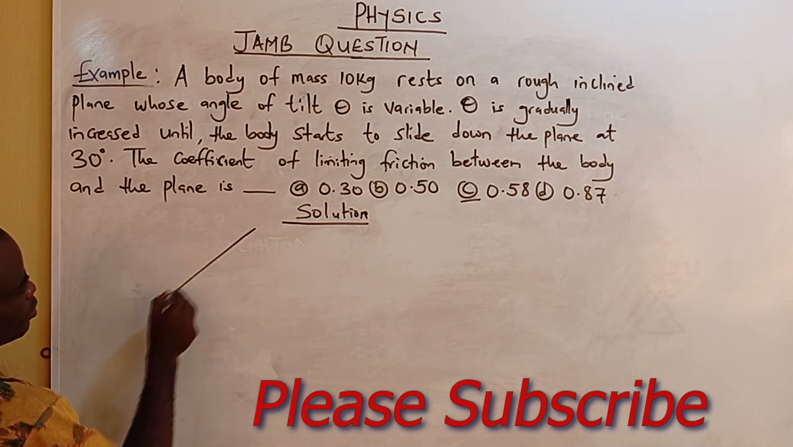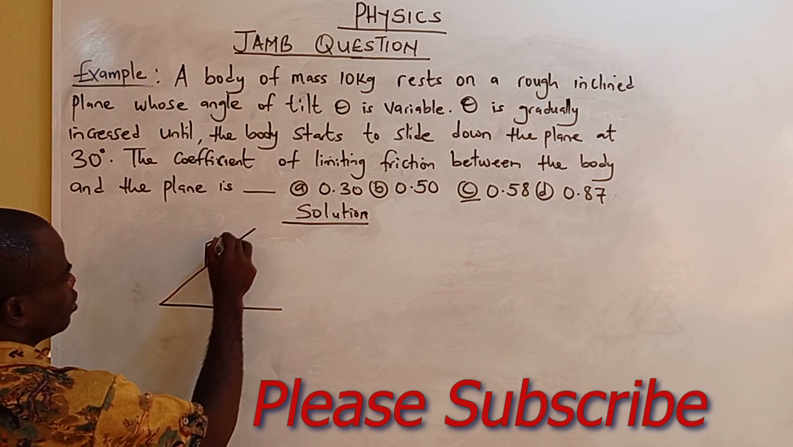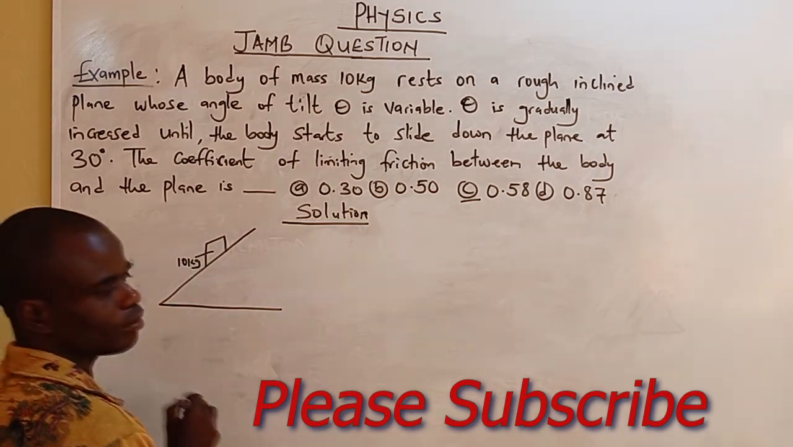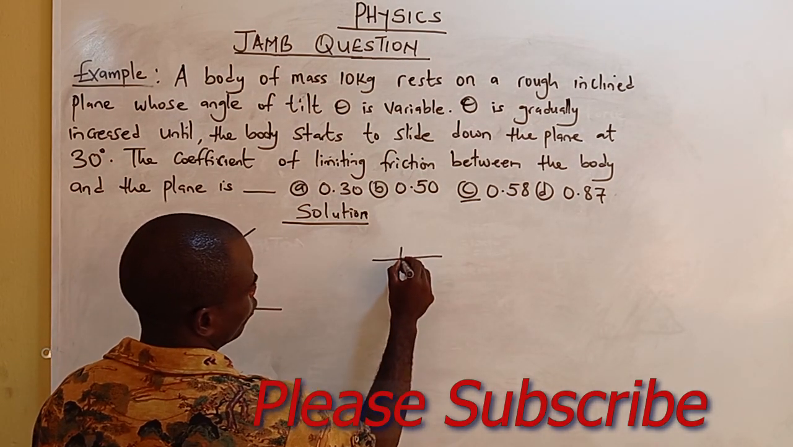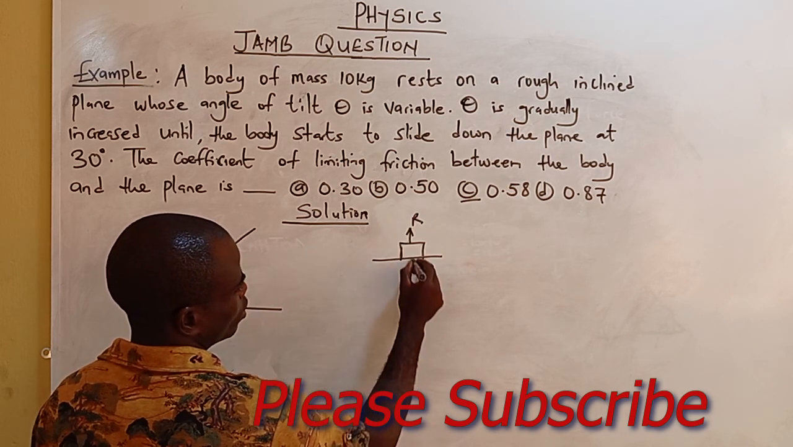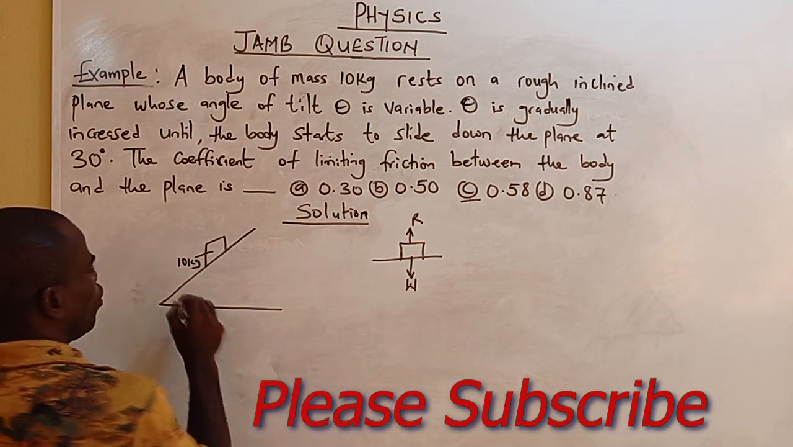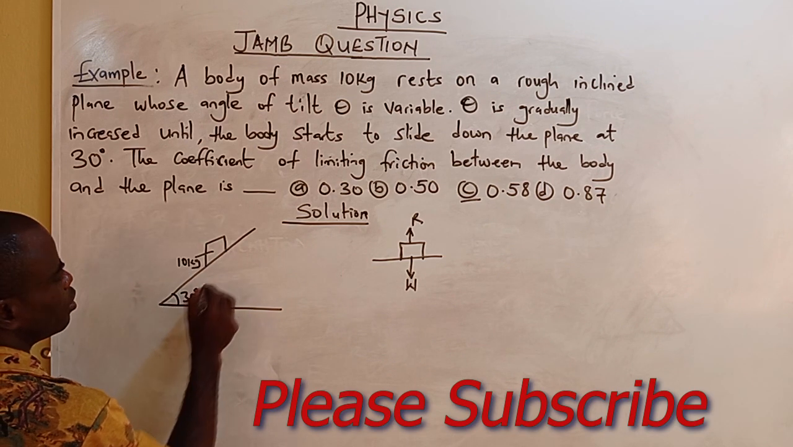Draw the inclined plane. The inclined plane has a mass of 10 kilogram. Normally, when you have a flat surface, the normal reaction acts upward and the weight acts downward. But on an inclined plane, this is at an angle of 30 degrees.